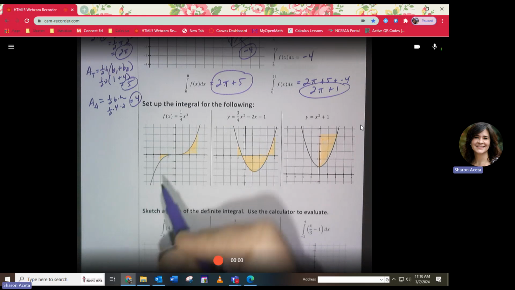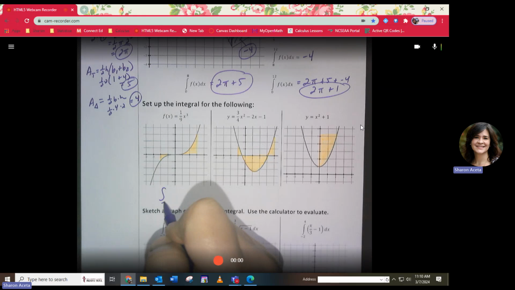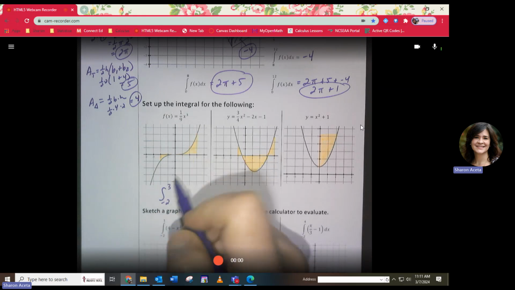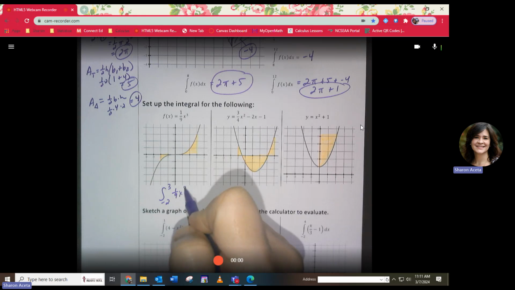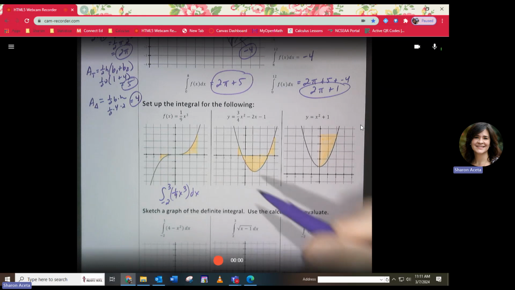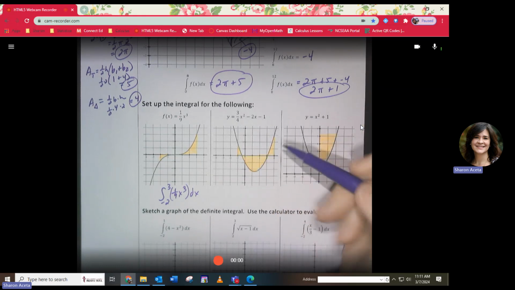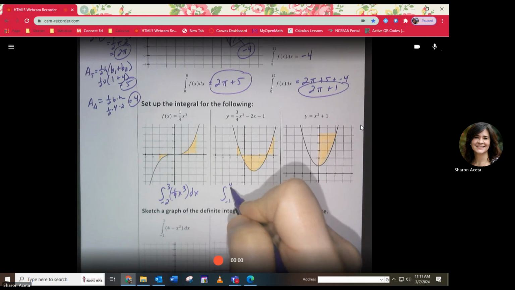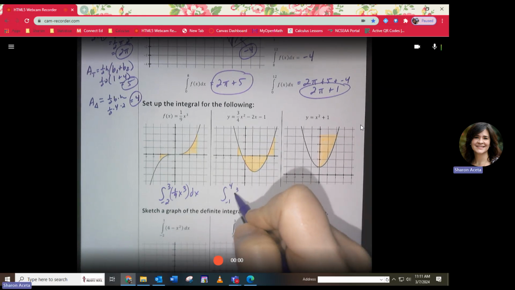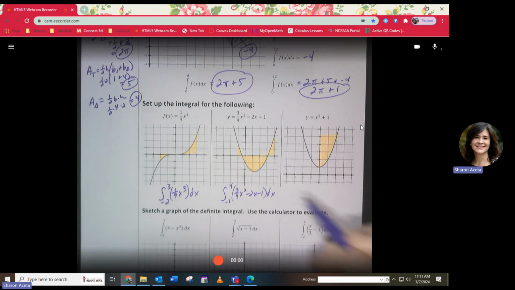So if you notice where my bounds are, they're from -2 to 3. So my lower bound would be -2 and my upper bound 3. And I would write of the function 1/9 x cubed with respect to x. That's all you have to do, just setting it up. Now this one is from -1 to 4 of my function 3/4 x squared minus 2x minus 1 with respect to x.